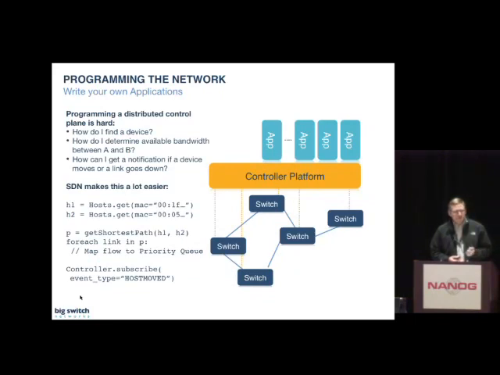With OpenFlow, you can potentially do this much, much more easily by directly querying the controller platform and saying, where are these hosts? Give me a shortest path between them. And now I just insert flow table entries that will forward this flow along this path. Then you can subscribe to an event, saying I want to get all notifications if hosts move. So if I see a host move on the network, I can recompute what's happening in my network. This is a gross oversimplification, but I think you get the idea of what's possible with this platform.